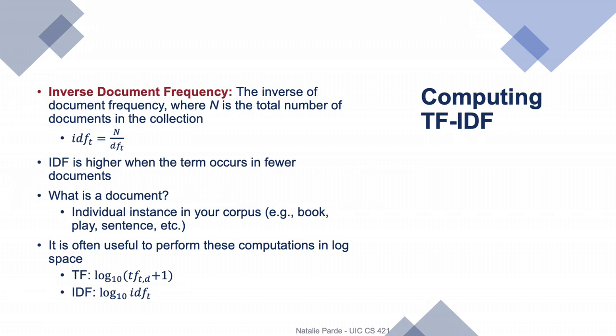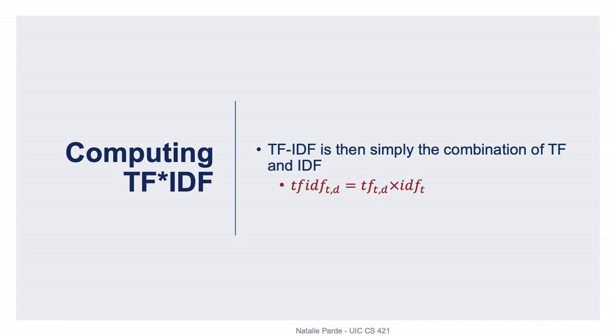Sometimes people will compute both TF and IDF in log space. If you do that, just make sure to do smoothing for term frequency so you don't end up trying to take the log of 0. And now that we have TF and IDF, we can compute Tf-Idf by just multiplying them together, and there we have it.